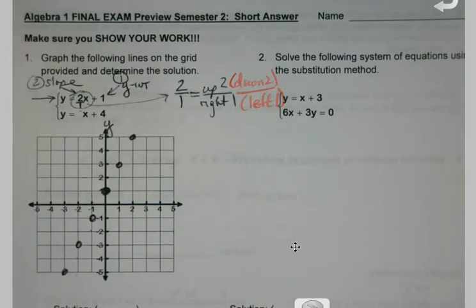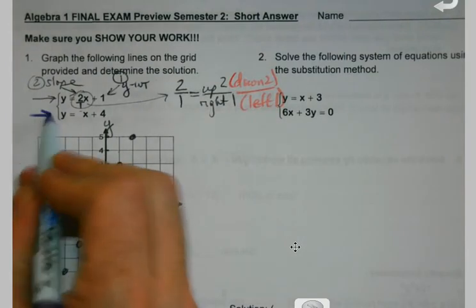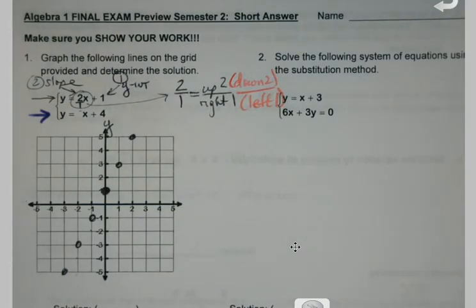So once I've done that for my first one, I go back, and I'm going to use a different color, at least for me, on my second. So what's my y-intercept going to be for my second line? What number's hanging out on the end by itself? 4.